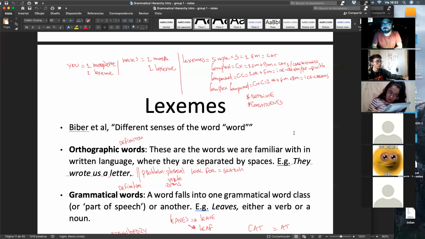Después vamos a ver que later on you will see that these terms, simple, complex, compound, and complex compound, you can use them in a variety of different constructions within the English grammar. So for example, you can have simple sentences or compound sentences or complex sentences, right? So these very same terms are going to be used broadly under different circumstances. Okay.